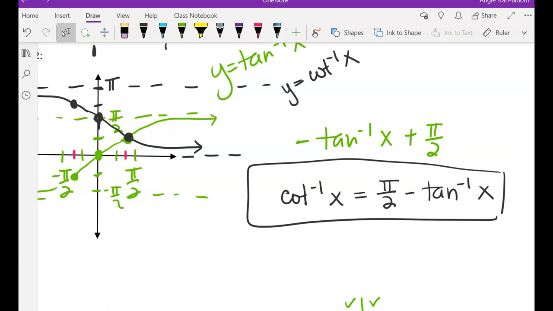Like on example 2a and b, some of us used sine inverse of 1 over. For this formula, we do not flip it. You're definitely going to need to know this from now until the end of your calculus days, so highlight it, box it, make it known.